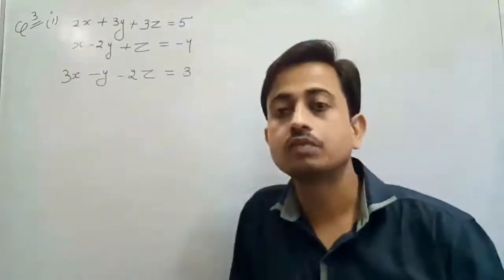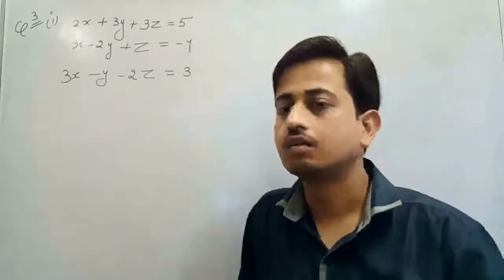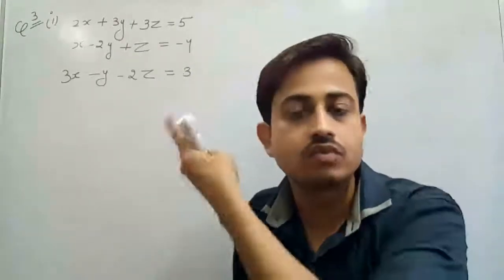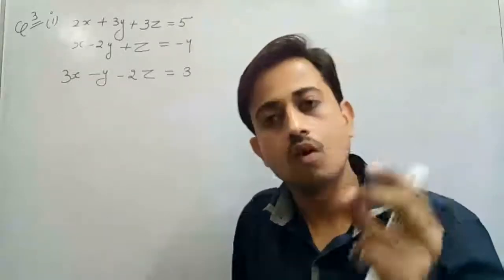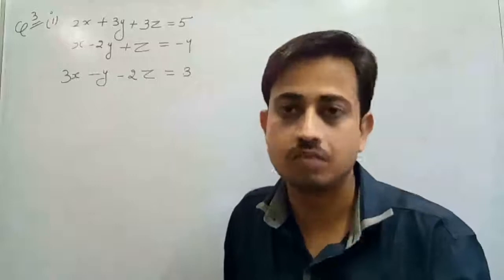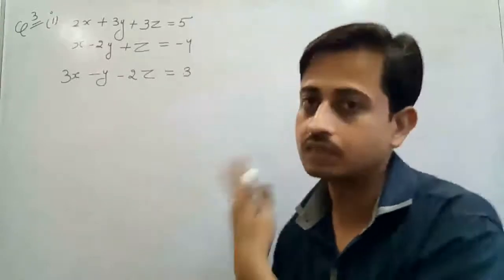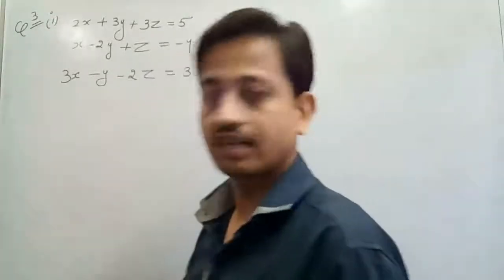Now I am going to take question number 3. It's very similar. But the main difference is what? In this we have 3 equations. But in question number 1 and 2 we have only 2 equations. All the steps, all the conditions are the same. You have to do it in the same manner. Please make a note. First we have to write the matrix.